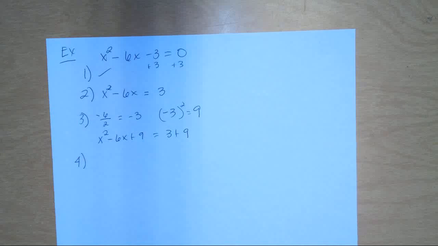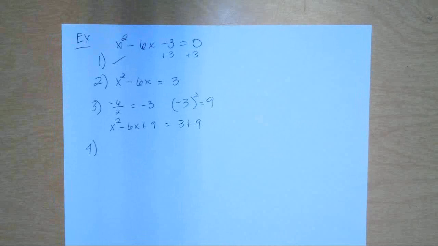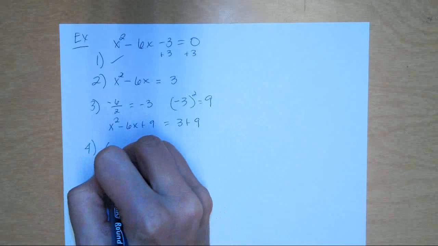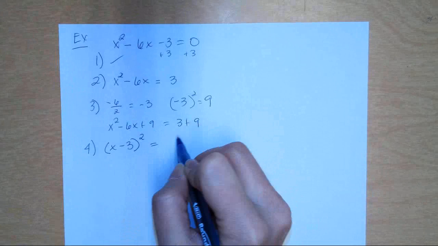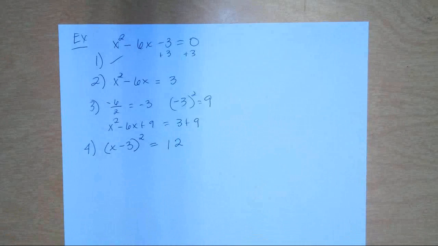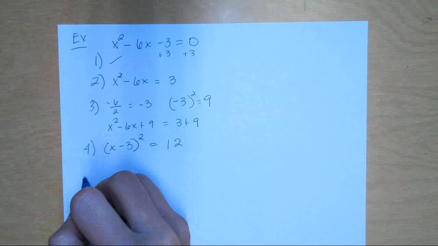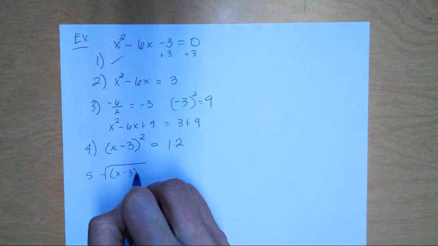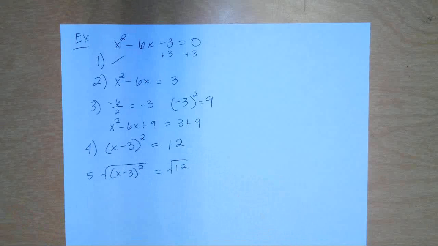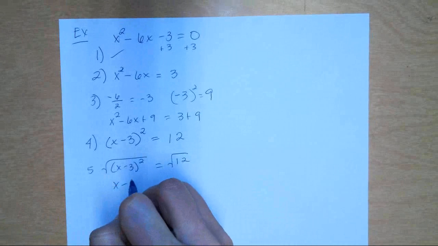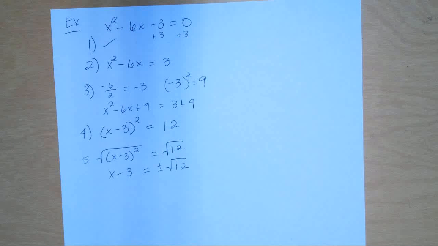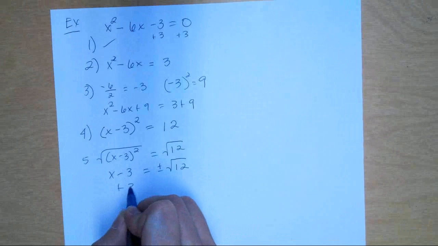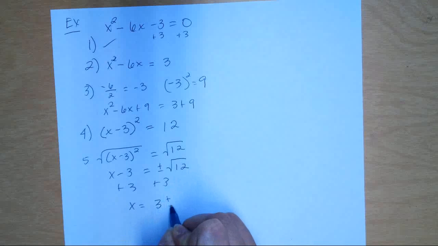The fourth step is factor. X squared minus 6x plus 9, what are the factors of 9 to add to give you negative 6? Negative 3 and negative 3, sorry. So x minus 3 squared equals 12. And now we're going to take the square root, which gives us x minus 3 equals plus or minus root 12. Add 3. X equals 3 plus or minus root 12.